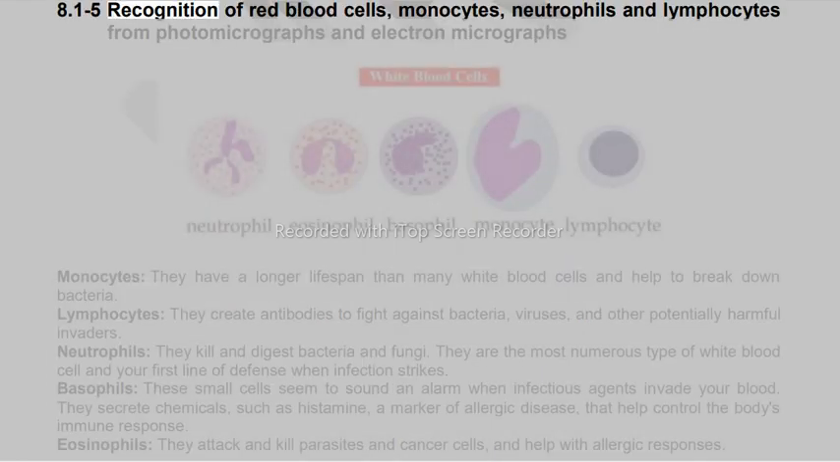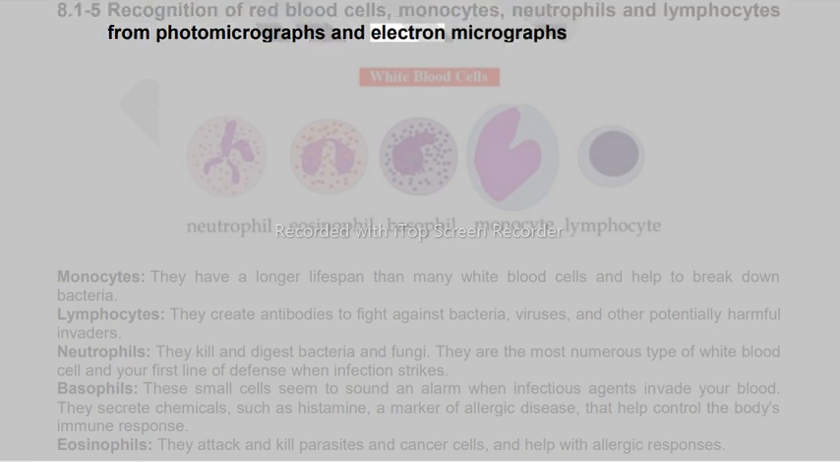8.1.5 Recognition of red blood cells, monocytes, neutrophils and lymphocytes from photomicrographs and electron micrographs.